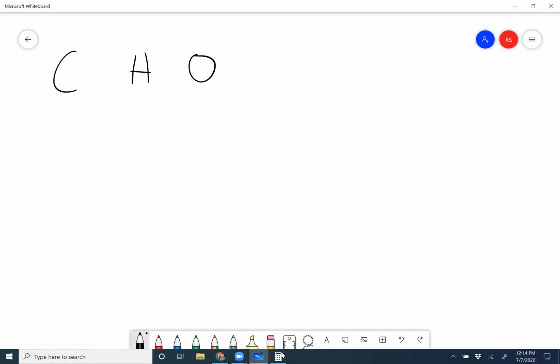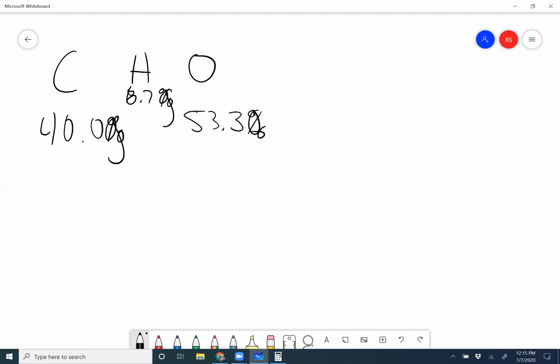So say, for instance, we take this substance that contains carbon, hydrogen, oxygen, and we find out that it is 40.0% carbon and that it is 6.7% hydrogen, and the rest is oxygen. So what would be the empirical formula for this substance? So again, we're going to assume 100 gram sample, so this just becomes grams instead of percentages.